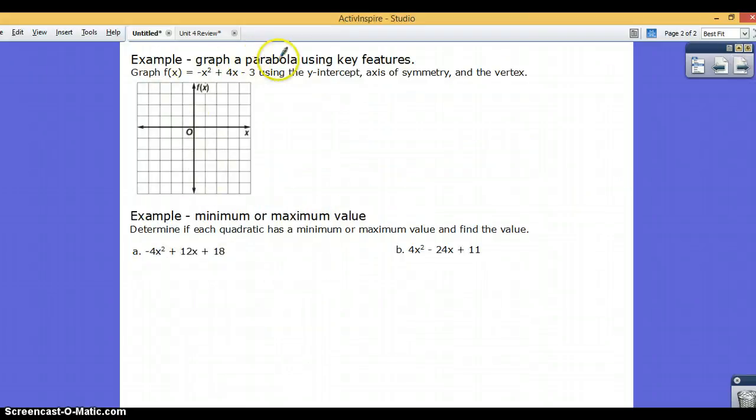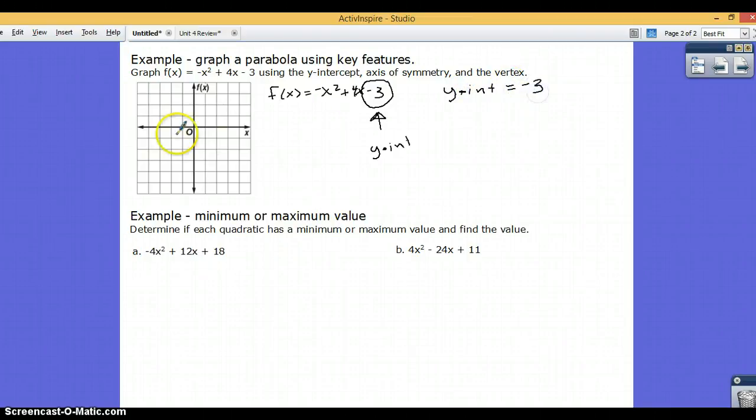So we want to graph a parabola using key features. So we want to find the y-intercept, the axis of symmetry, and the vertex. Alright, so we have f of x equals negative x squared plus 4x minus 3. I'll tell you right now, this part right here is the y-intercept. So my y-intercept in a parabola is that last number, which is negative 3. So I already know that, so I'm going to put that one on here.